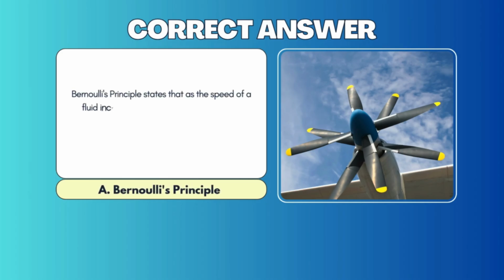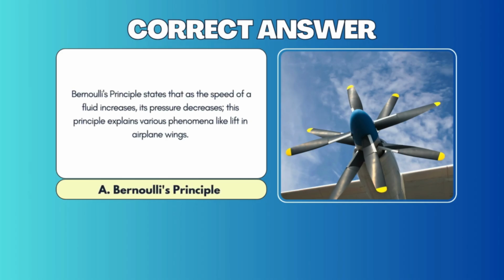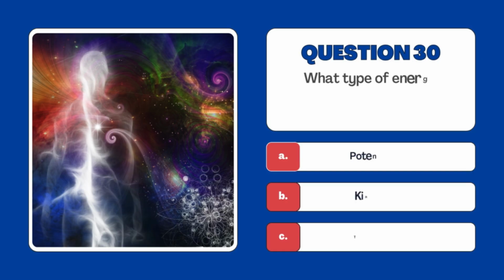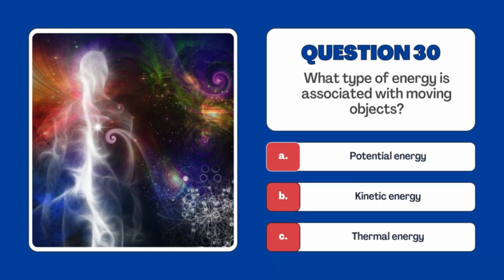The correct answer is A. Bernoulli's principle. Bernoulli's principle states that as the speed of a fluid increases, its pressure decreases. This principle explains various phenomena like lift in airplane wings. Question 30. What type of energy is associated with moving objects?